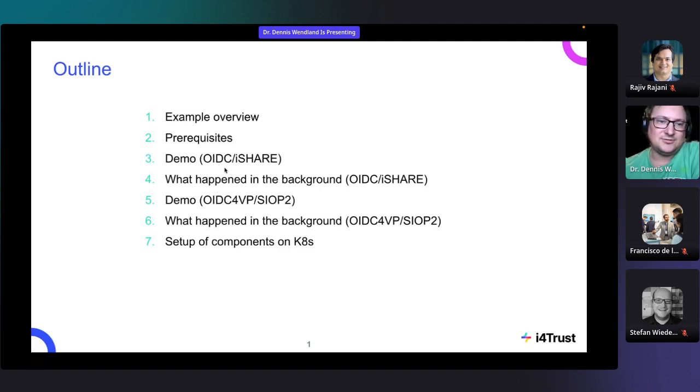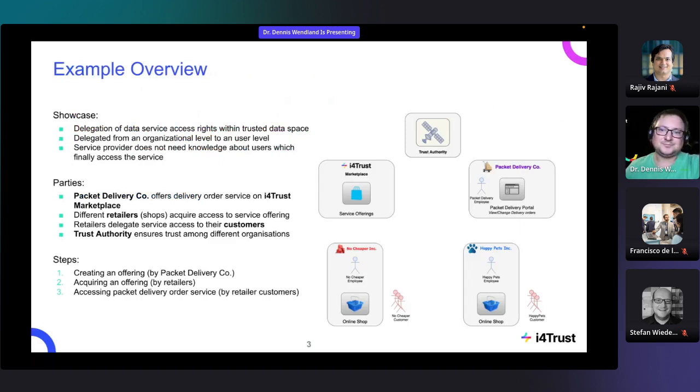using the flows also described by Rajiv today, and then giving a description of what's actually happening technically. Then Stefan will take over with another demonstration with another flow using verifiable credentials and also explaining the technical details. And finally, we give some hints on how to set up all of these components. So let me start with the reference example. This is a use case which we use to showcase how all of these things can be put together. And in general, what we want to show is how to delegate the access rights for a certain data service within the trusted data space.